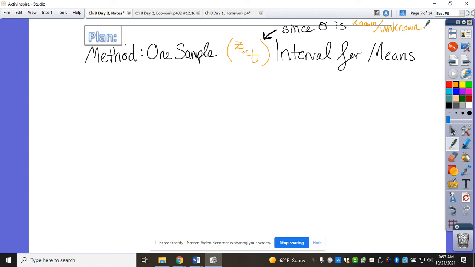So eventually when we don't know what sigma is, which is more realistic, we won't be able to use Z, and we'll have to tweak that a little bit, but that's not today. That says is known or unknown. I don't know if you can read it on that block.